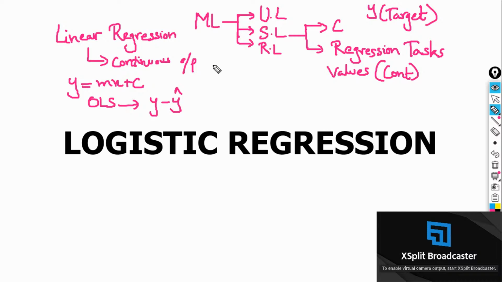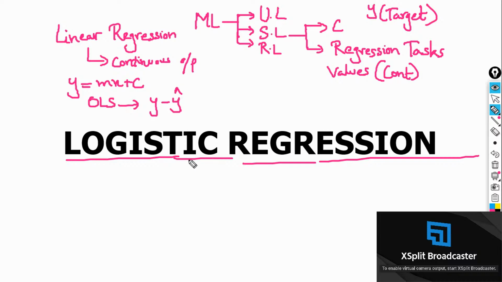In today's session, we are going to learn one more type of regression algorithm. It is logistic regression. Linear regression is used to predict continuous data. If the values in my output column are continuous, then I generally use linear regression.